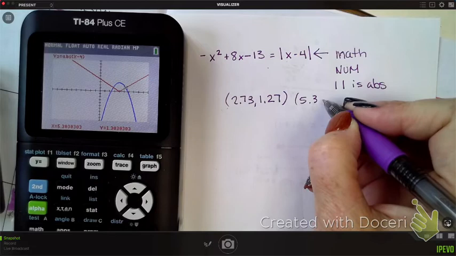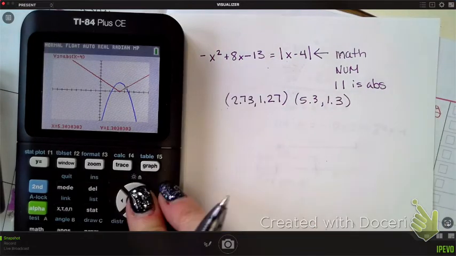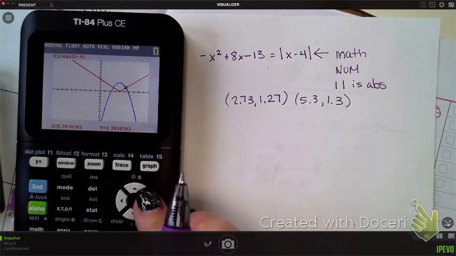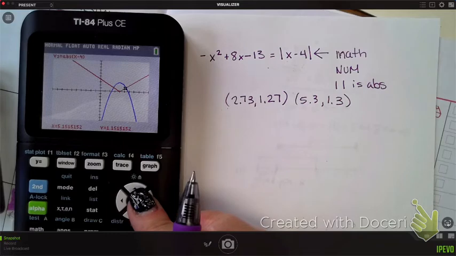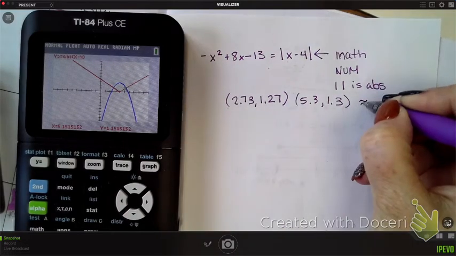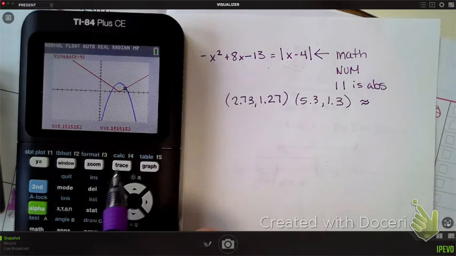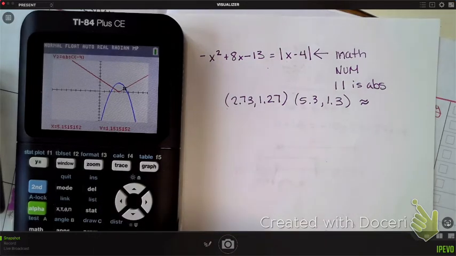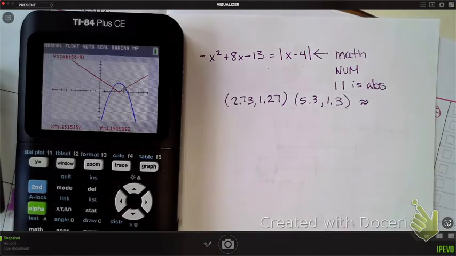So this one I'm guessing is 5.3 and 1.3. I have 1.0. She said it might be different, because this is an estimate, right? So this is our estimate, but I want exactly. See this button that says calc? Calculate. The calculator will do all this guesswork for me.